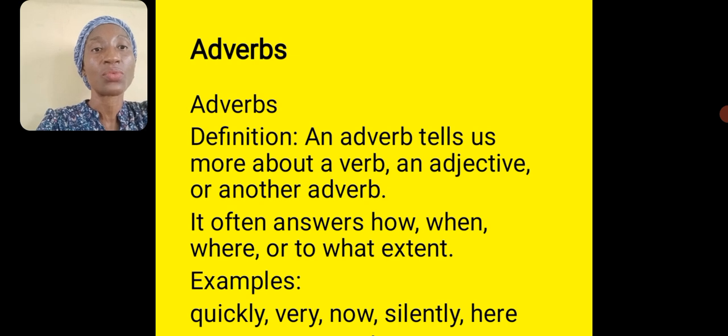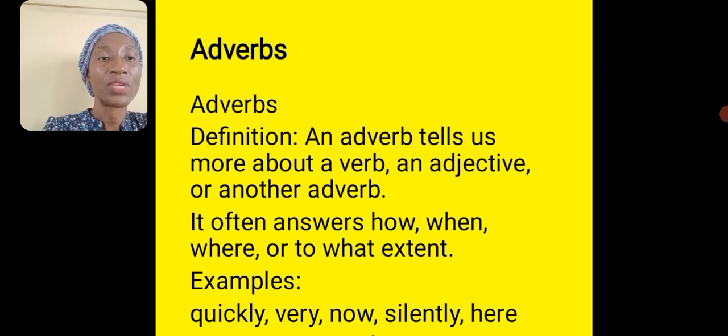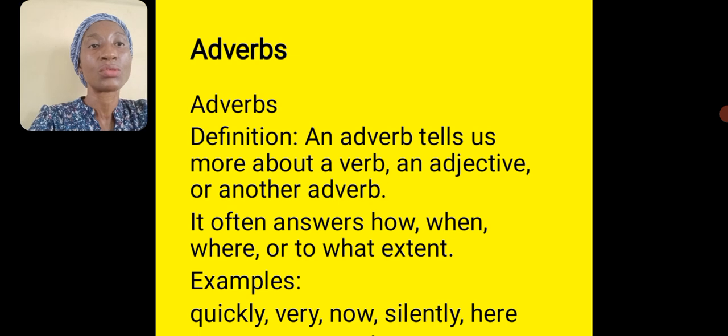It answers the question where something is done or will be done or is being done. Also, an adverb answers the question to what extent or to what degree did something happen. All right. And then we have examples of adverbs: quickly, very, now, silently, and here. These are a few examples of adverbs or adverbial words that can be used to modify or to give more information about verbs, about adjectives, and about other adverbs.